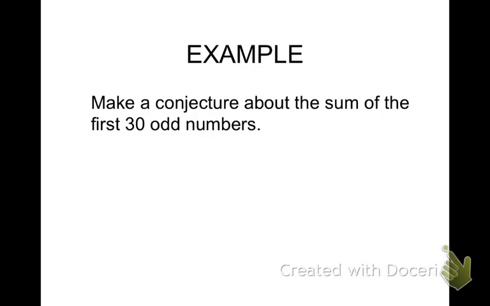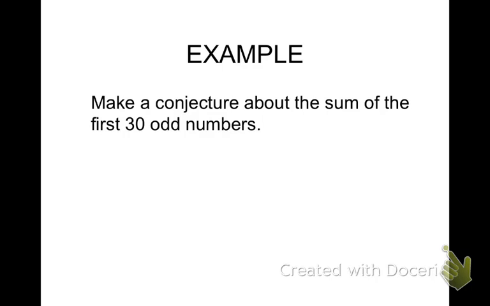Well, what are my odd numbers? 1, 3, 5, right? So let's look for a pattern. Because what we could do is we could sit here, we could do 1 plus 3 plus 5 plus 7 plus 9 plus 11 plus 13, and we could do it all the way for 30 digits, which would be a lot. Or we can look for a pattern to see if we can come up with a conjecture or conclusion about what's going to happen.